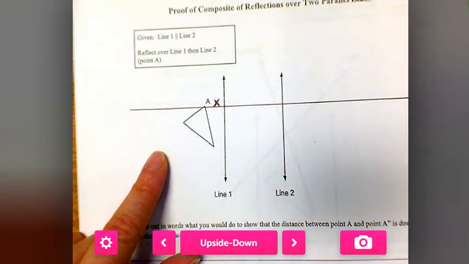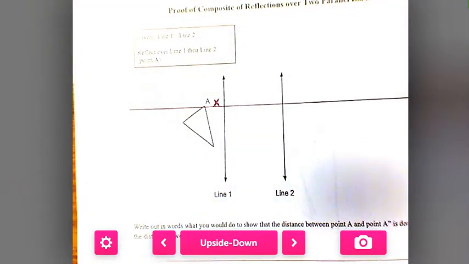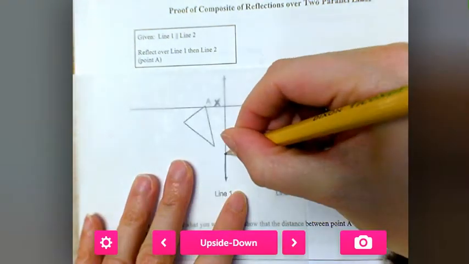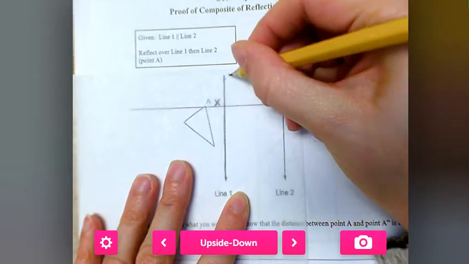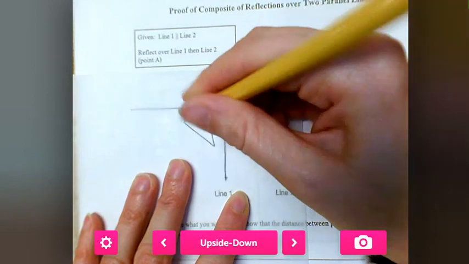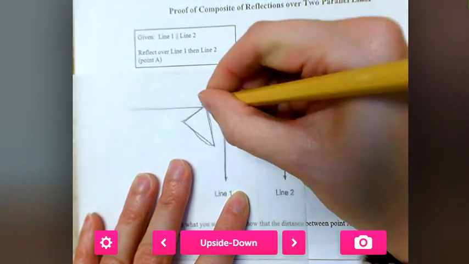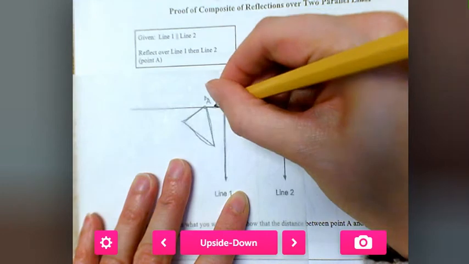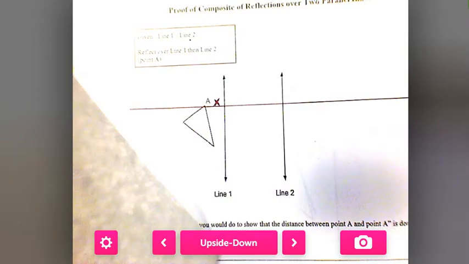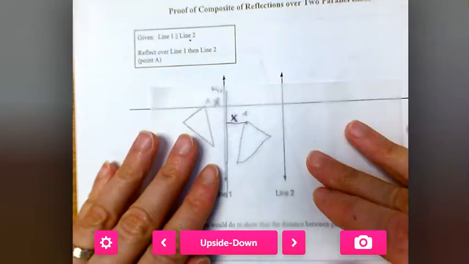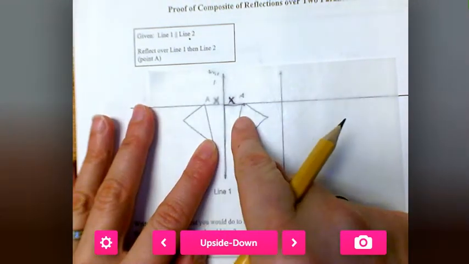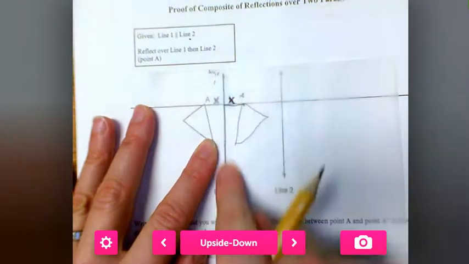Now, I like to use patty paper to explain this. So I'm going to copy line 1, knowing that that's what I'm reflecting over. I'm going to trace this triangle. I might not redraw it over there, but it's just easier to see. That's A, and I know the distance is X. Okay? I'm going to pick it up, and I'm going to take line 1 and put it right back on top of line 1, showing that I have reflected it over line 1.